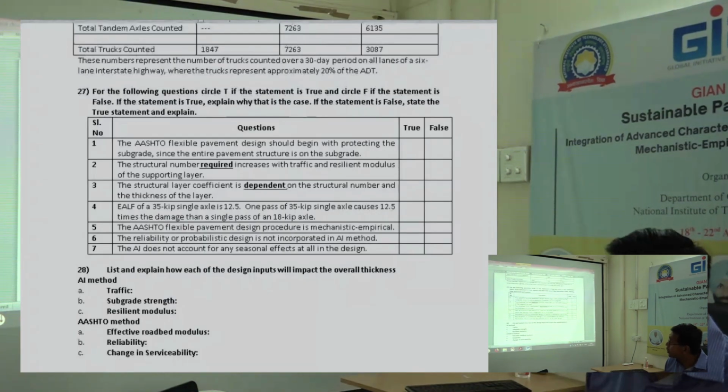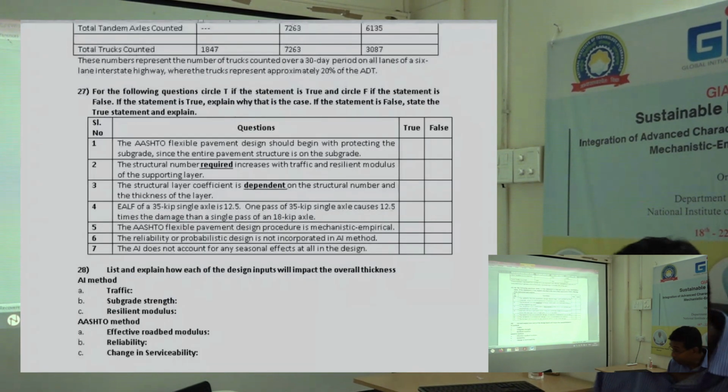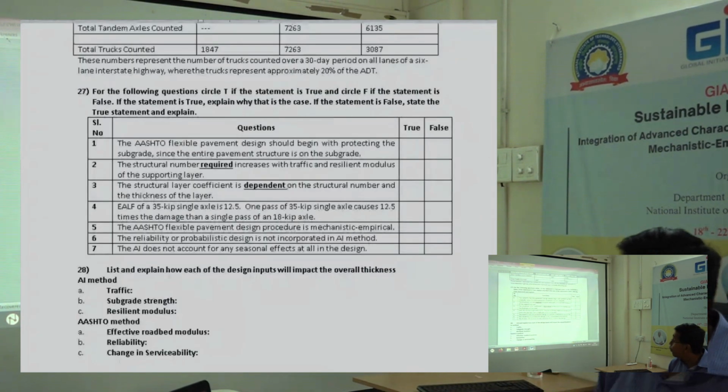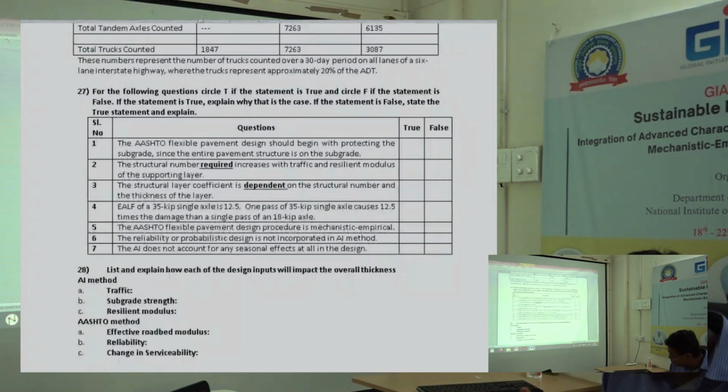Subgrade strength. Strength goes up, so my thickness will go down because I got better support. Resilient modulus increase. Effective roadbed modulus, AASHTO. If my stiffness increases, my thickness drops or increases? It will drop, right? I got better support.